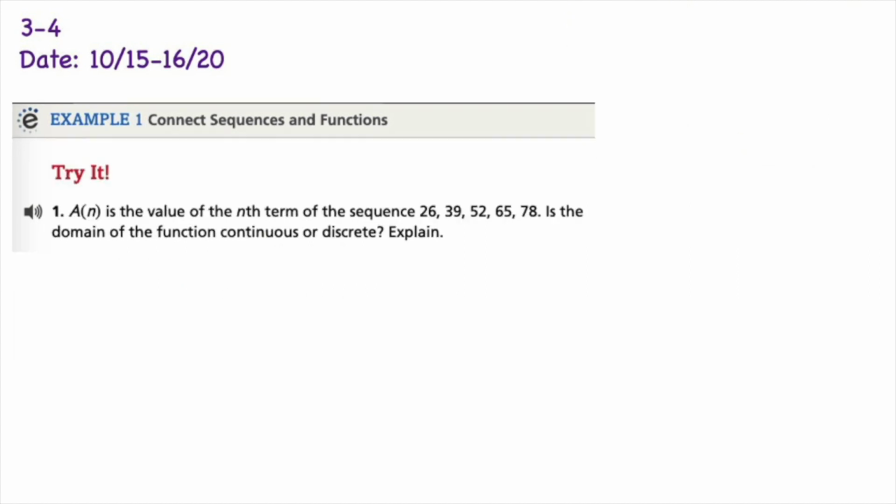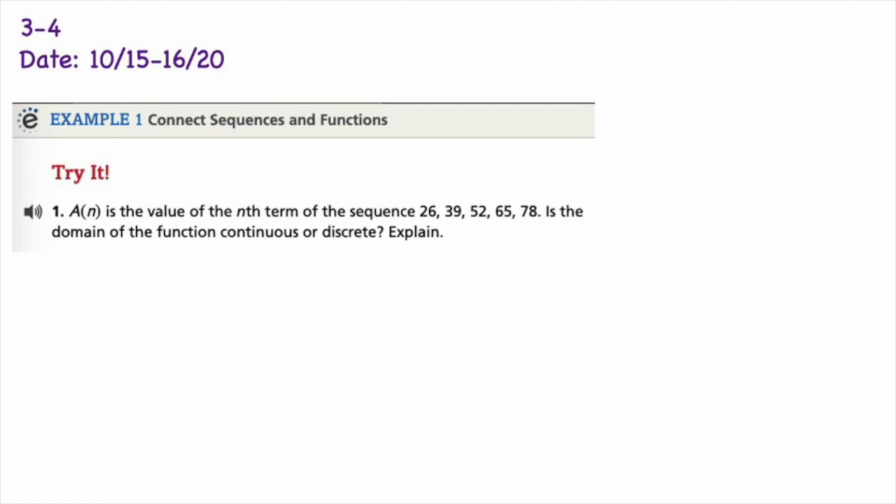All right, so do a try it. I'm going to read the problem, and you're going to pause and try it on your own. a sub n is the value of the nth term of the sequence 26, 39, 52, 65, 78. Is the domain of the function continuous or discrete? So is what they're plugging into the function and getting the answers 26, 39, 52, 65, and 78, is that continuous or discrete? If you remember from the beginning of topic 3, we talked about continuous and discrete.